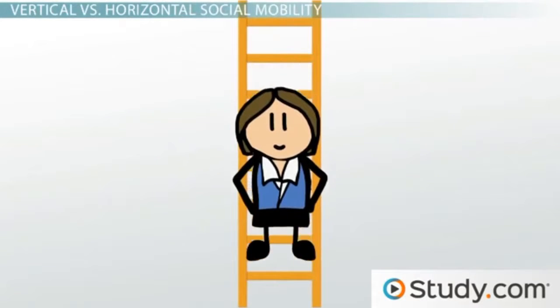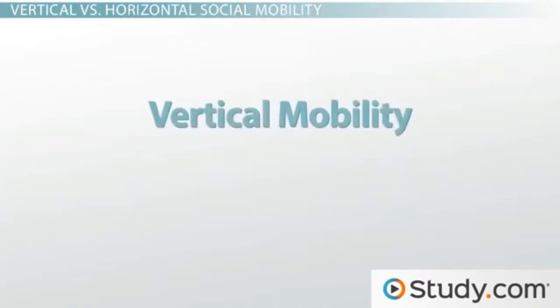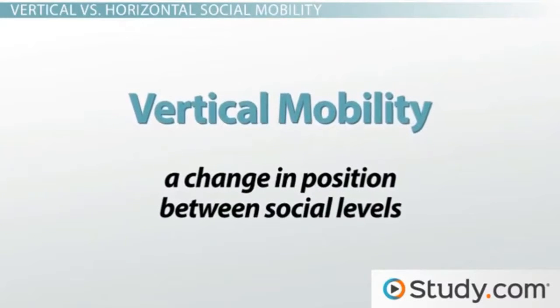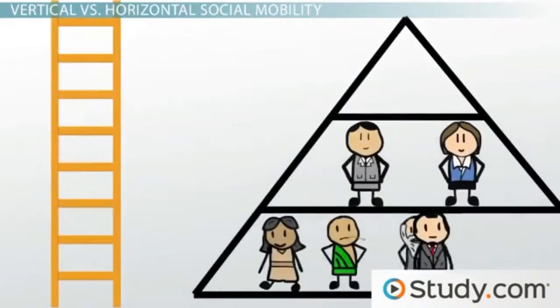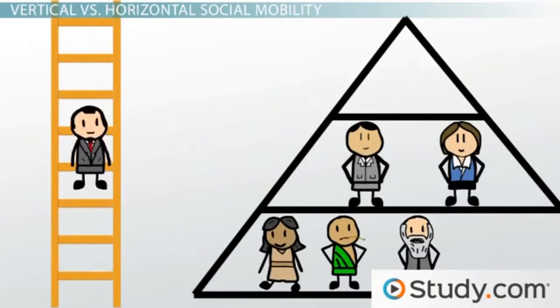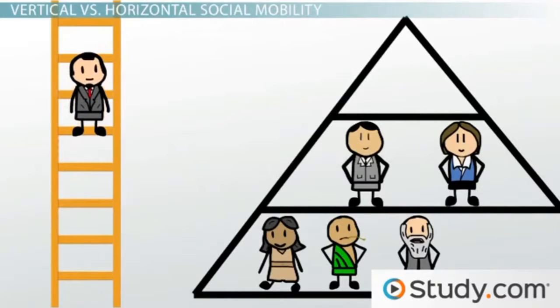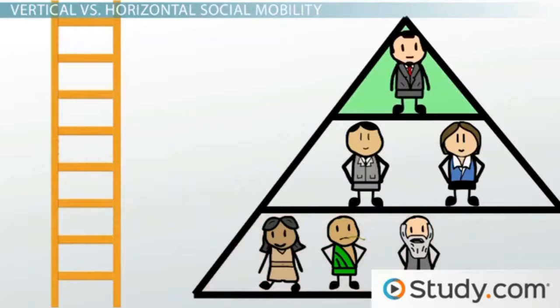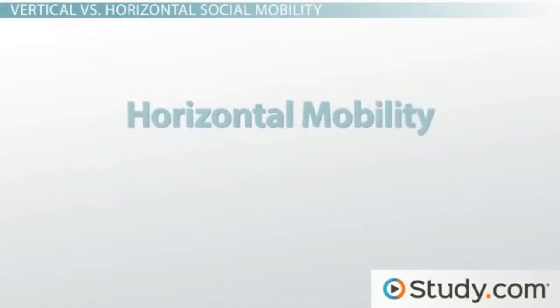Upward and downward social mobility are both types of vertical mobility, a change in position between social levels. A factory worker who becomes a wealthy entrepreneur experiences significant vertical mobility, moving upward through the ranks of the social hierarchy. Although he started as part of the working class, he ended up as part of the upper class. In reality, it is rare for someone to jump that far on the social ladder.